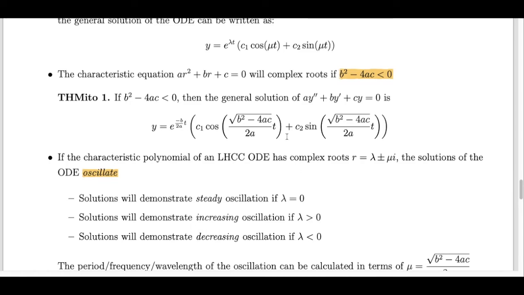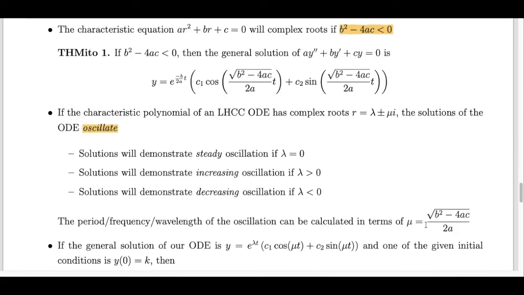If lambda is greater than 0, then that exponential is going to be increasing as t increases, and so my oscillation will increase. And then the other side of that coin is that if lambda is less than 0, I'll experience decreasing oscillation. And then I've noted that this expression mu, which could be broken down as square root of 4ac minus b squared over 2a, does in fact identify the properties of that oscillation. So the period or the frequency or the wavelength, which are all interrelated, can be determined in terms of that mu value. We'll see examples of that moving forward.